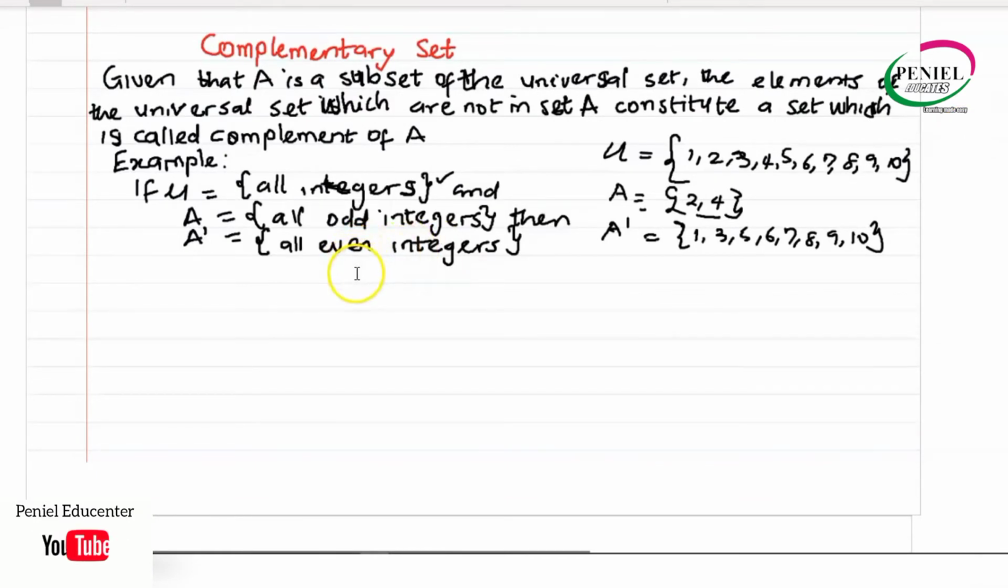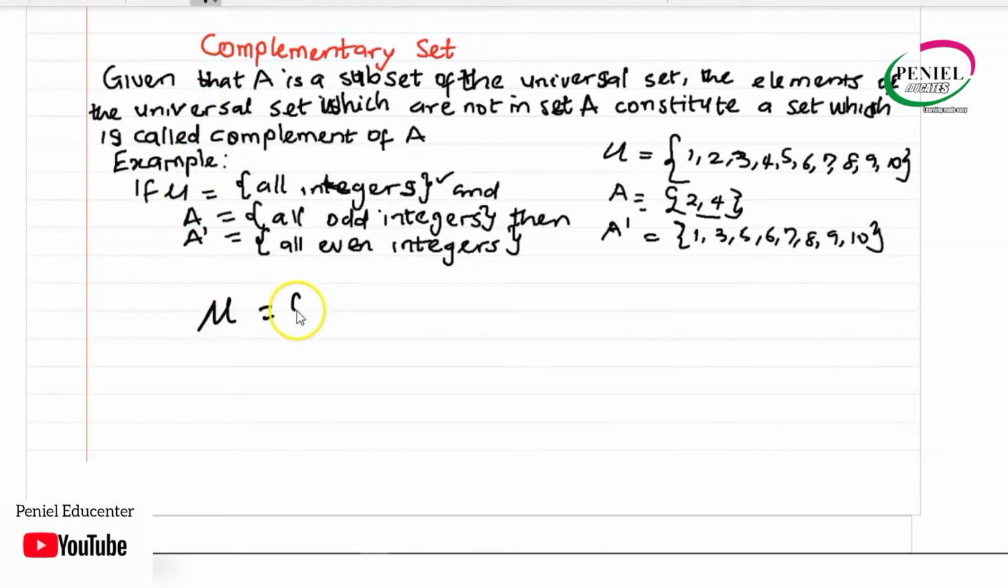So if you are given that A is a subset of the universal set, take for example, the universal set of students in the University of Ibadan. A could be the students in the geography department. So A is a subset of the universal set. The elements of the universal set which are not in set A constitute a set which is called the complement of A.